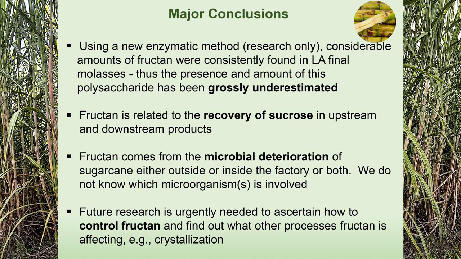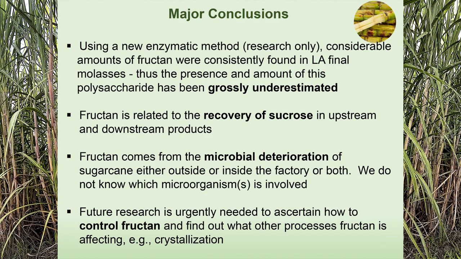So finally, obviously we've just hit the tip of the iceberg here, but by using the new enzymatic method, which is research only, we now know there's considerable amounts of fructan in Louisiana final molasses and other downstream products, and the presence and the amount of this we have grossly underestimated. We think it's related generally to the recovery of sucrose in upstream and downstream products, but we need to do more work. It comes from microbial deterioration. It's possible there's some in the plant, and we have to still do some research to rule that out. But this deterioration is occurring either outside or inside the factory or both. And right now, we do not know which microorganism or microorganisms are involved.